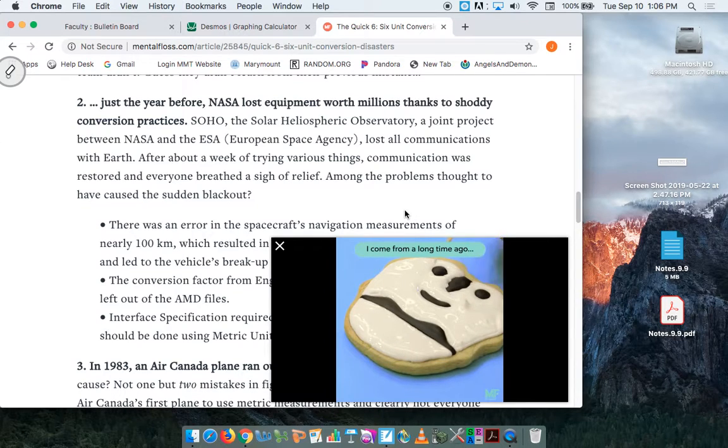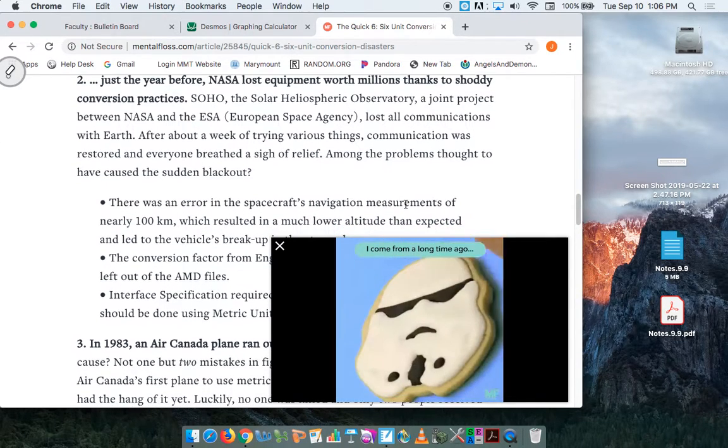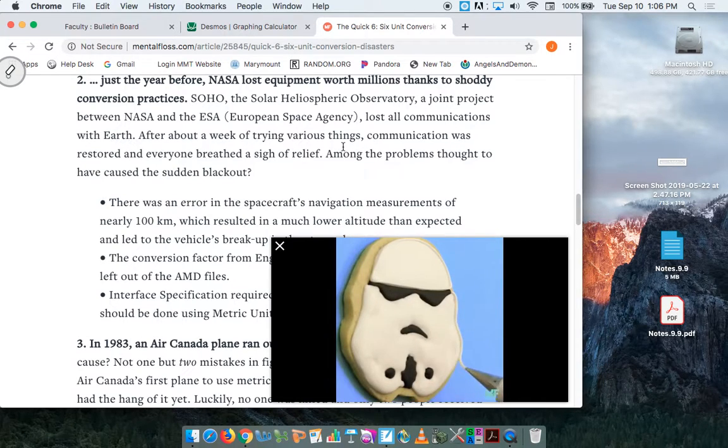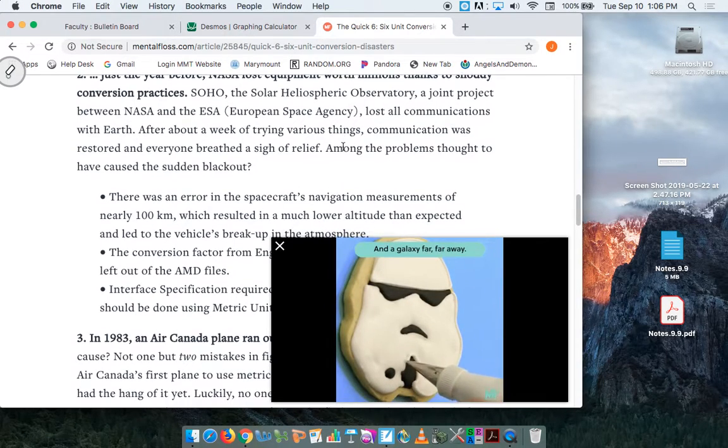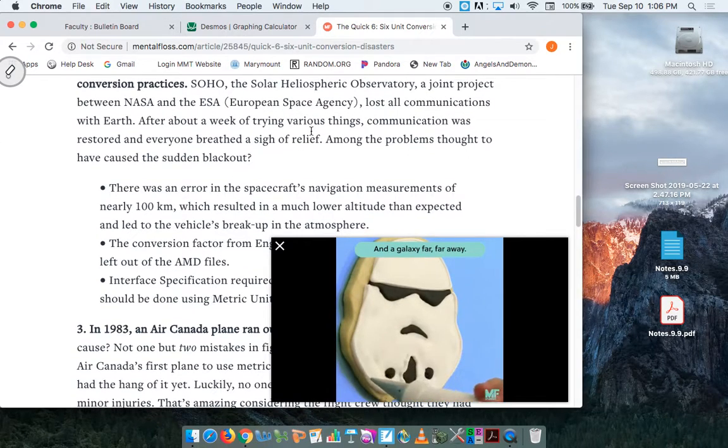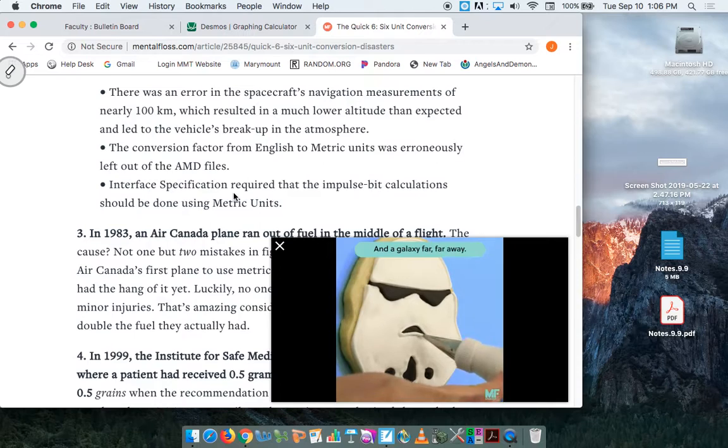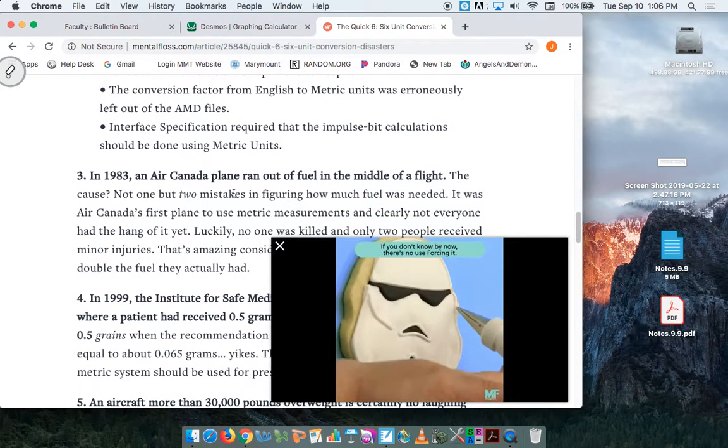Just the year before, NASA lost equipment worth millions thanks to shoddy conversion practices. The solar helio, I'll just call it SOHO, lost all communications with Earth. There was an error in the spacecraft's navigation measurement of nearly 100 kilometers.